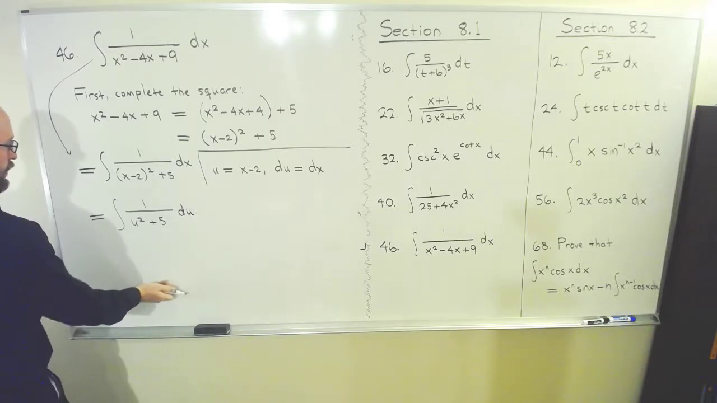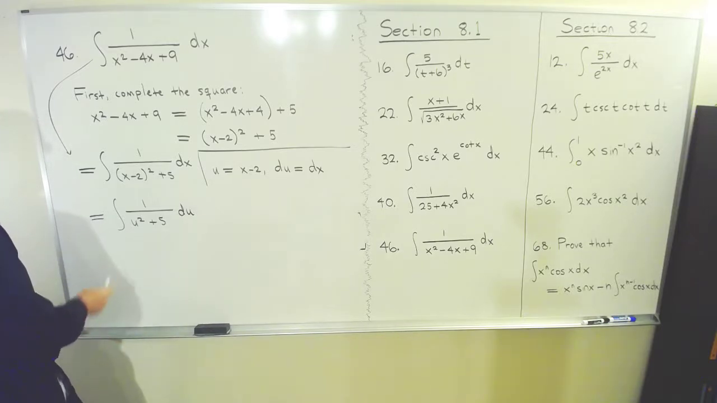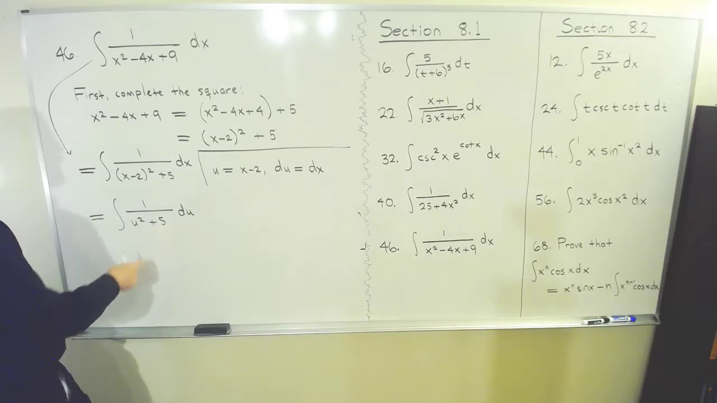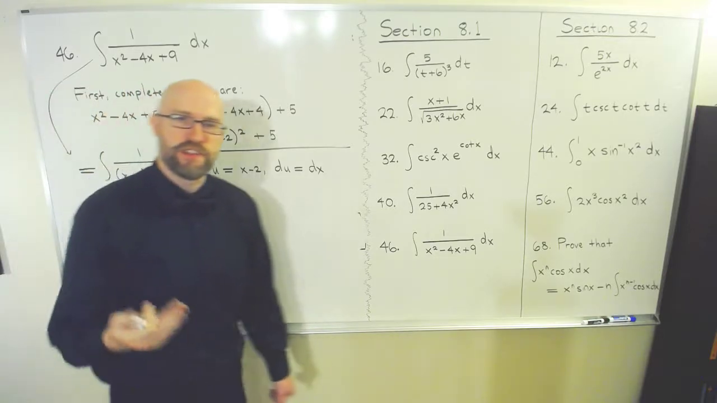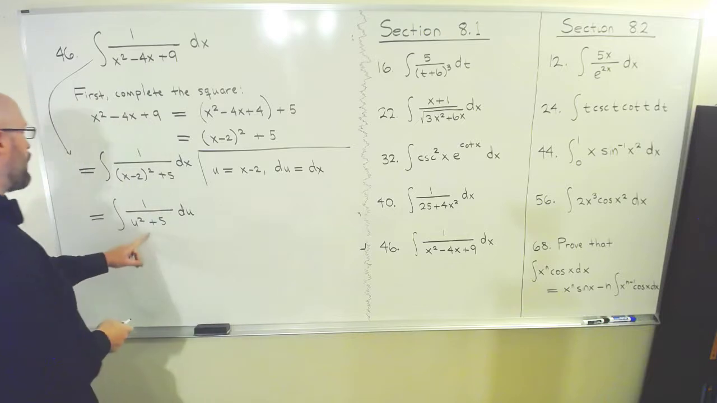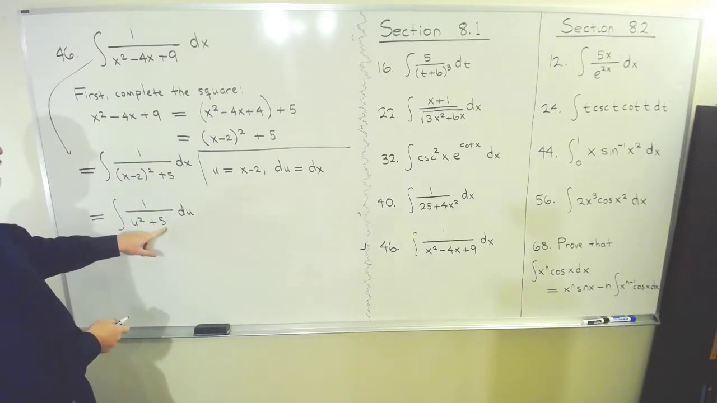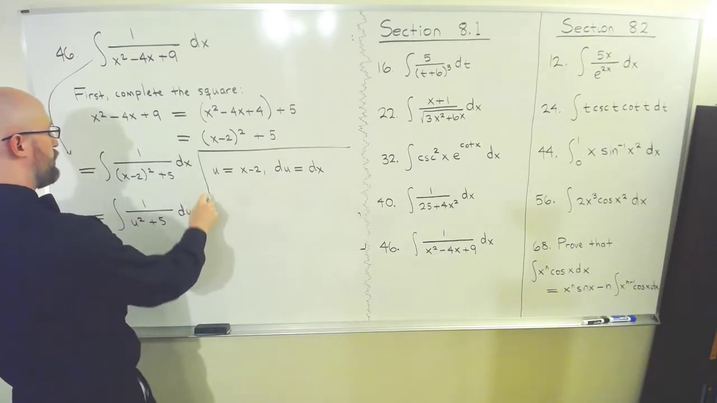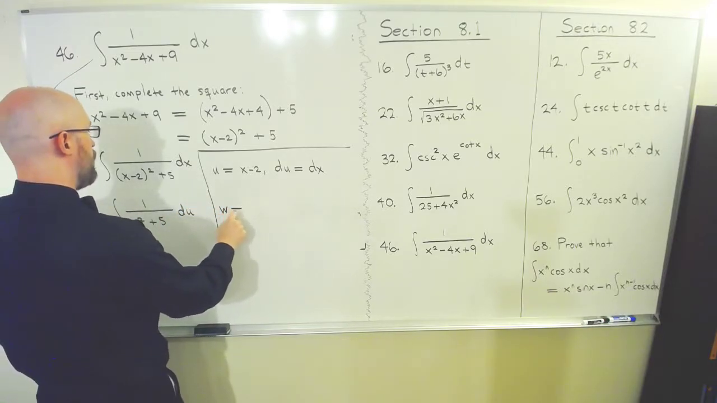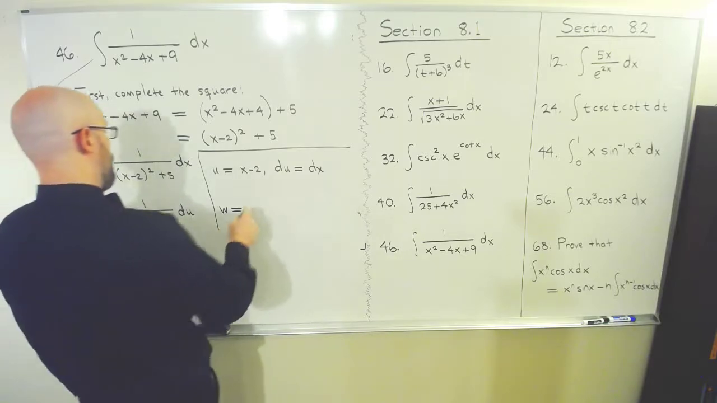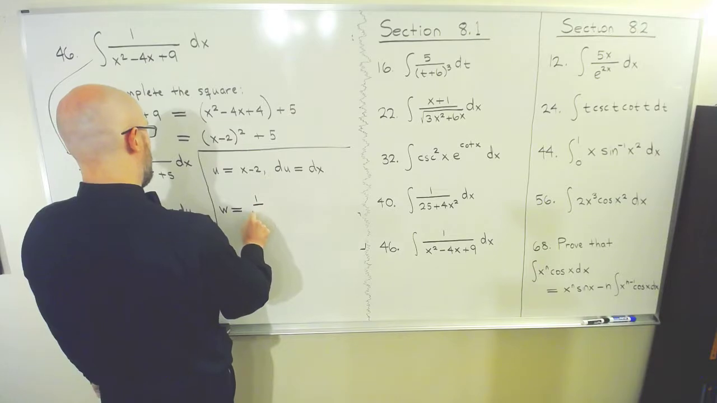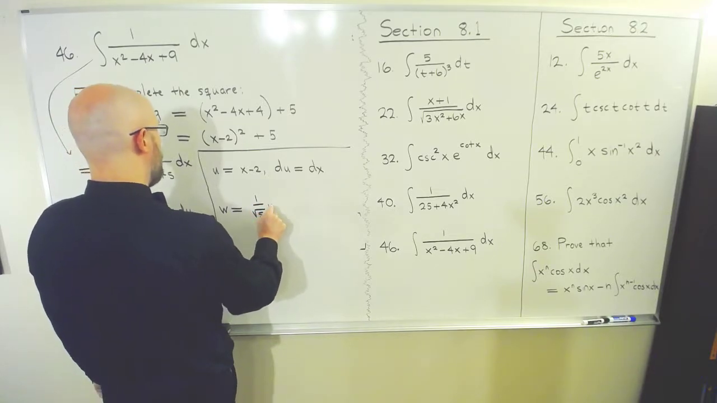Now I'm in a similar situation to the way I was before, in the sense that this kind of looks like my u squared plus 1, which is what I would want if I'm going to use inverse tangent. But it's not quite that way because there's a 5 here instead of a 1. So I want to choose a new variable, so I'm going to do another substitution. I'm going to choose w equals, let's see, 1 over square root of 5 times u.